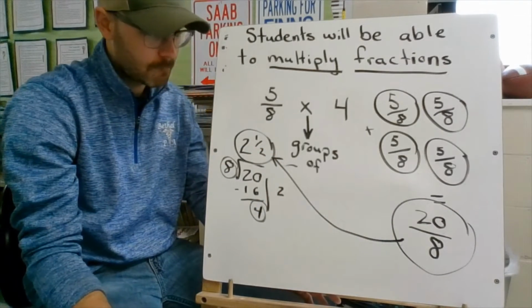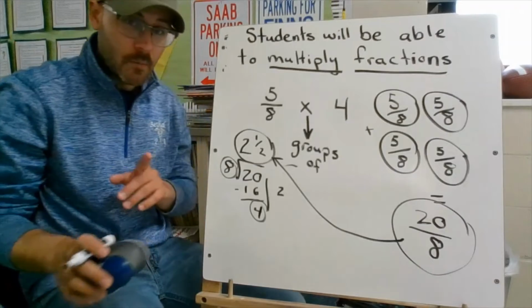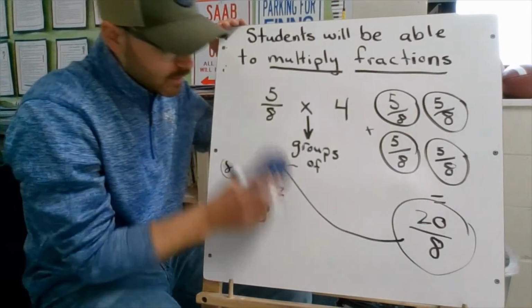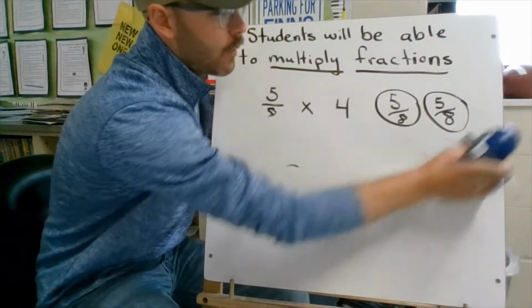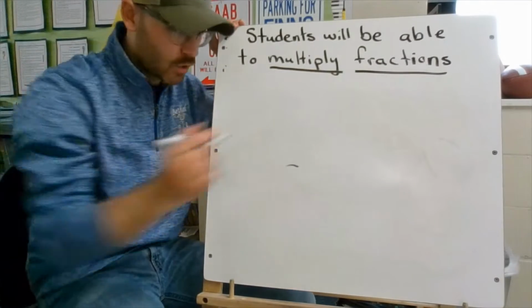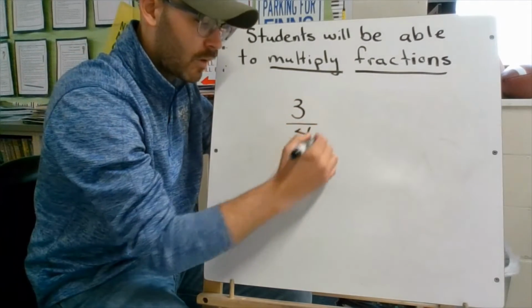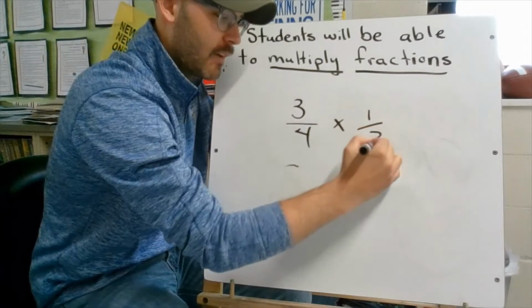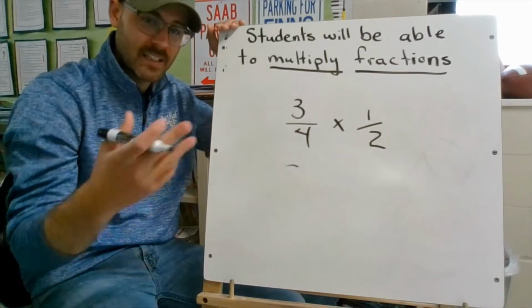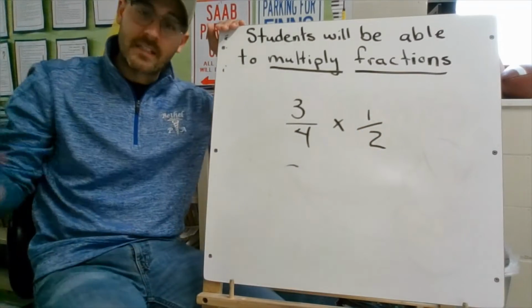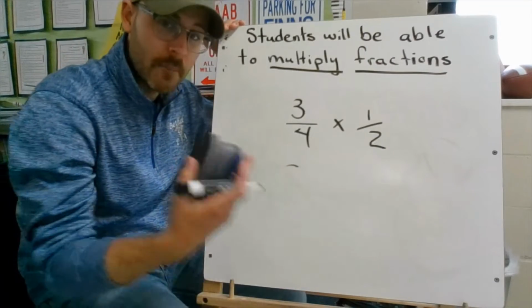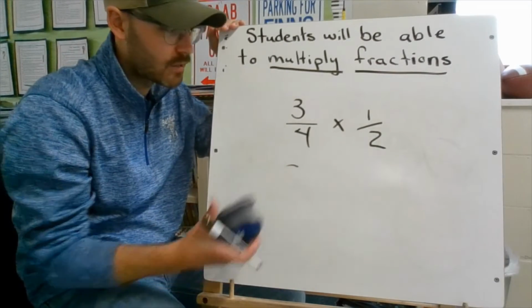It's the same thing. I'm going to move on just a little bit more. I'm going to add to your knowledge. I don't think we'll end up doing a problem that looks like this in 4th grade quite yet. Like 3/4 times 1/2. 3/4 groups of 1/2. That's later on, 5th, 6th grade. But until we get there, we're going to work on whole numbers and mixed numbers that multiply by fractions.